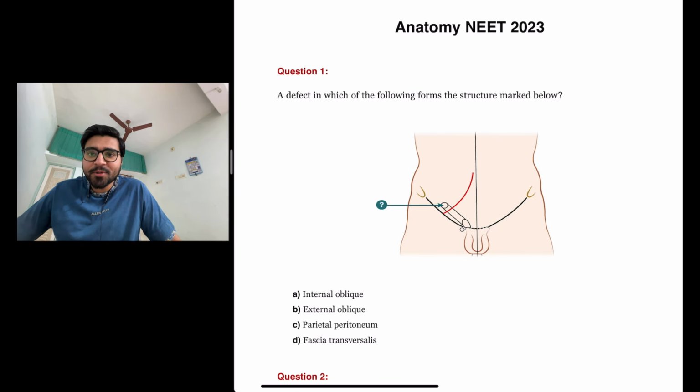So today we're going to discuss with you about the anatomy recall questions of NEET-PG 2023. So let us start discussing the questions.